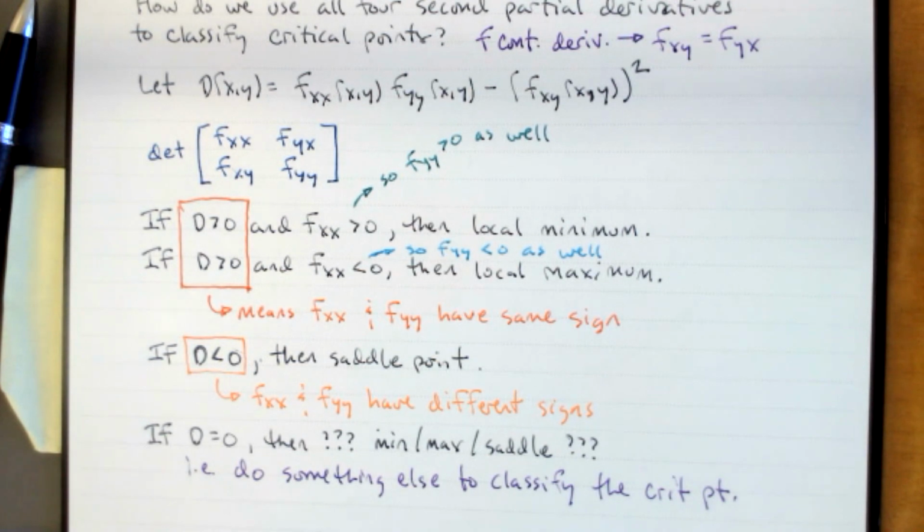So we'd have to make some kind of new function for D that combines all 9 of those second partial derivatives so that we can read positive is concave up, which means minimum. Negative is concave down, which means maximum. Different directions would mean a saddle point.